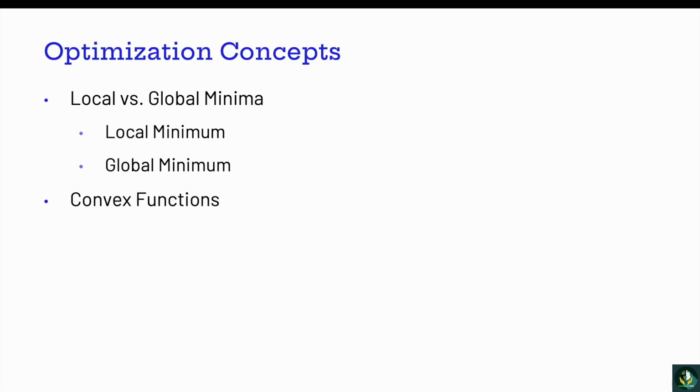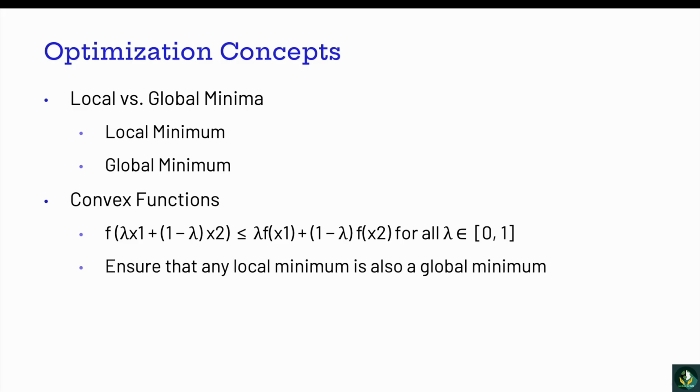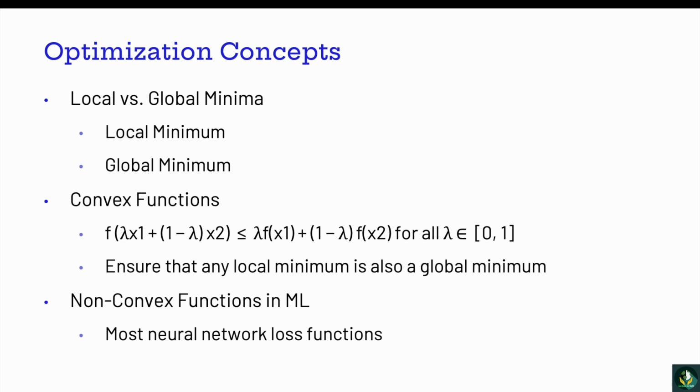Next, let's look at convex functions. A function is convex if, I'm going to display the entire formula, f of lambda x1 plus 1 minus lambda x2 is less than or equal to lambda f of x1 plus 1 minus lambda f of x2 for all lambda which belongs to 0 to 1. Now, convex functions ensure that any local minimum is also a global minimum. Next, non-convex functions in ML. Most neural network loss functions are non-convex, leading to challenges in optimization.